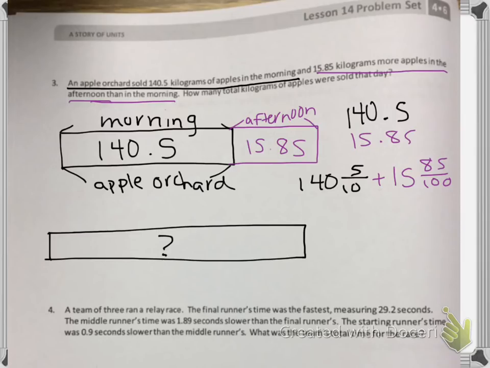So I want you to finish this problem, okay? And find the total, find the sum of 140 and 5 tenths and 15 and 85 hundredths added together. So find the sum. Pause the video if you need to in order to solve.